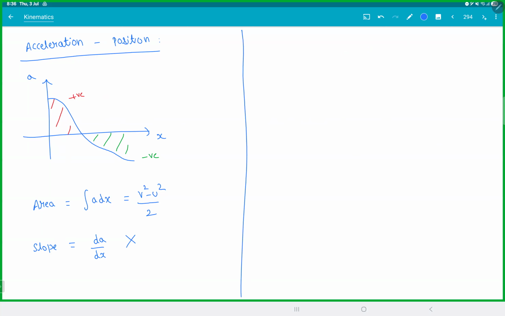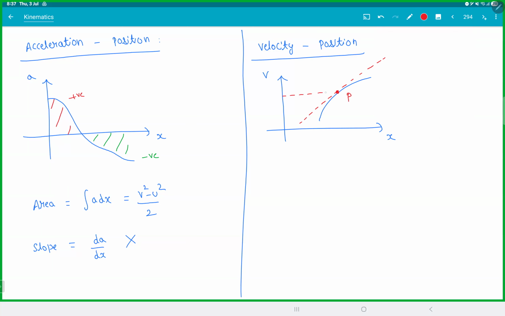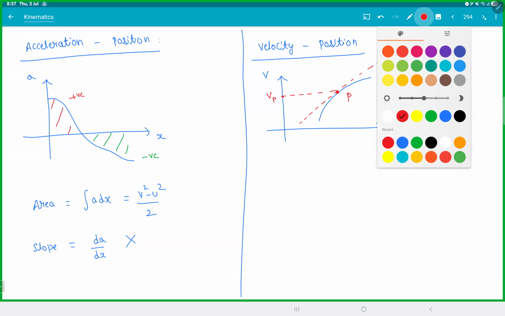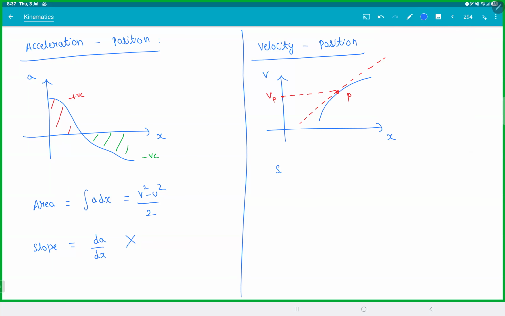And the last standard graph is your velocity position graph. So these are the main 5 graphs actually: xt graph, vt graph, at graph, ax, and vx. Av graph doesn't make anything, so we'll not write it. So vx graph. So here, let's say if you take a point P here, and this is velocity P here, the only slope has no meaning.